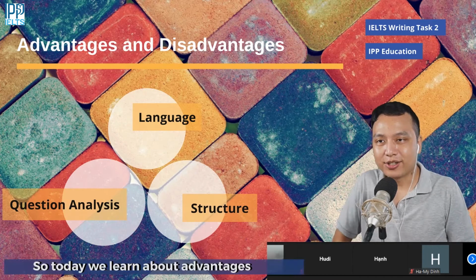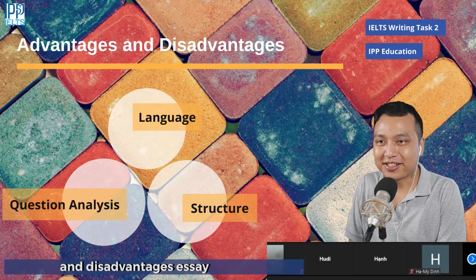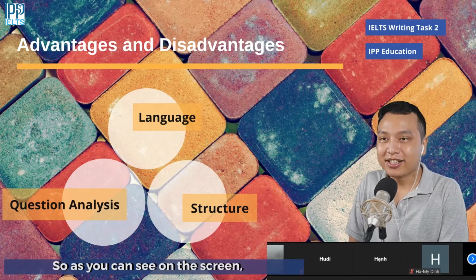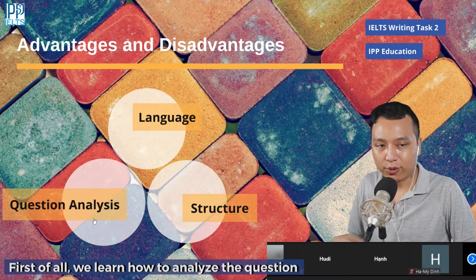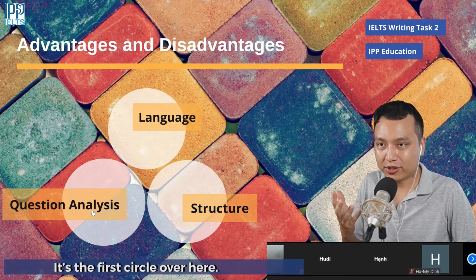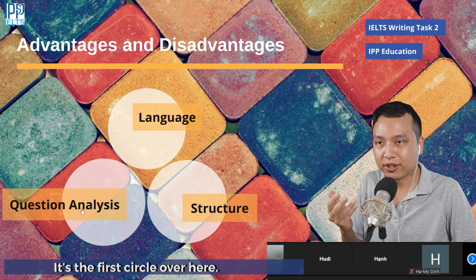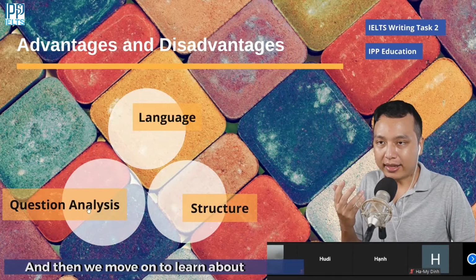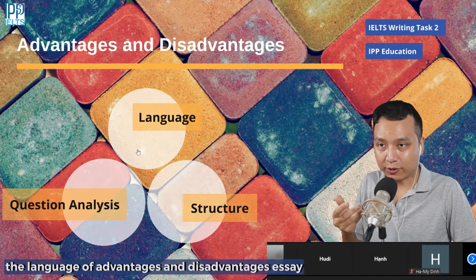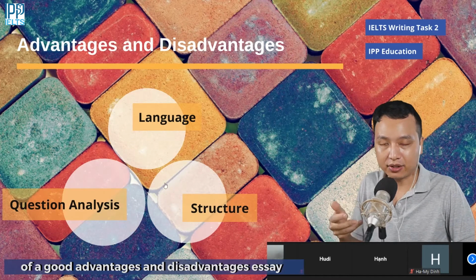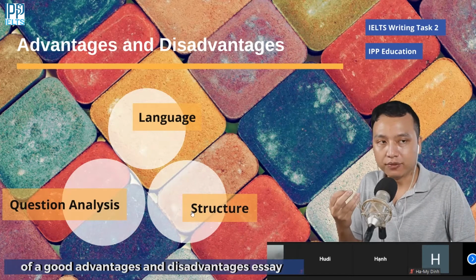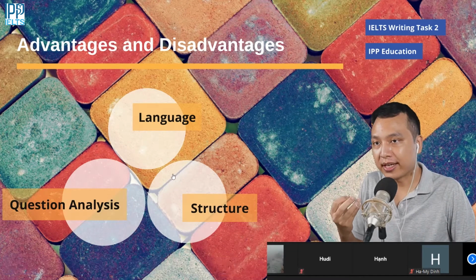So today we learn about advantages and disadvantages essay. As you can see on the screen, the lesson is in 3 different parts. First of all, we learn how to analyze the question. It's the first circle over here. And then we move on to learn about the language of advantages and disadvantages essays. And finally, we learn the structure of a good advantages and disadvantages essay.